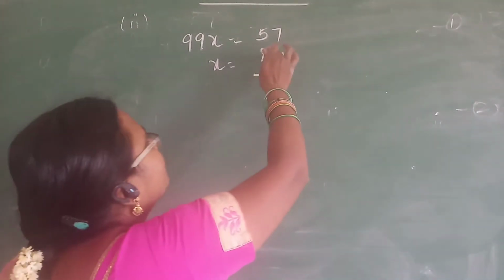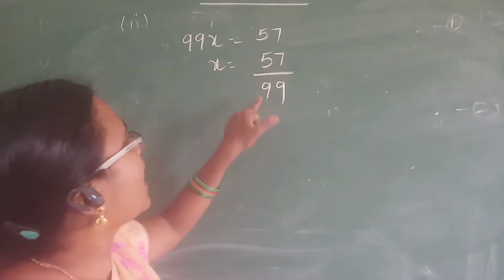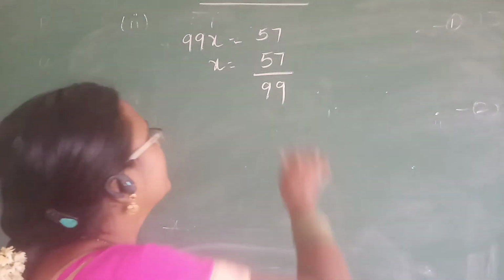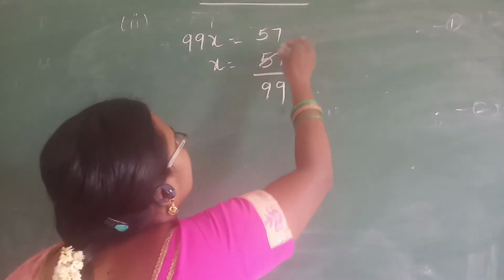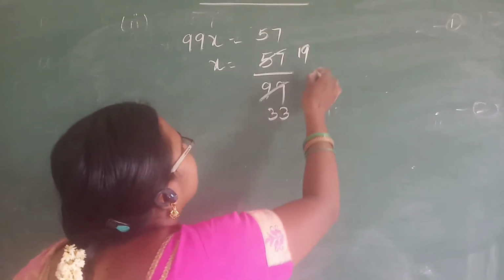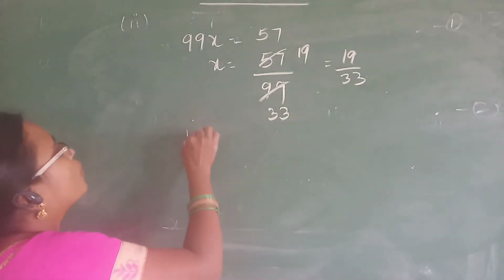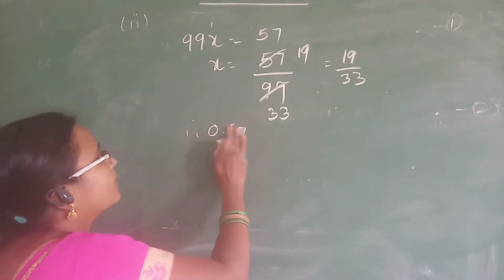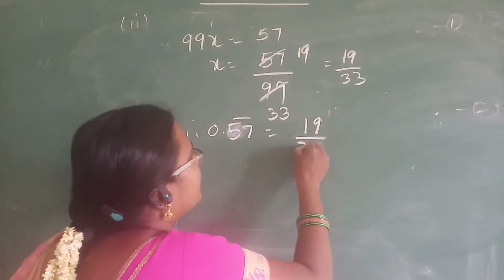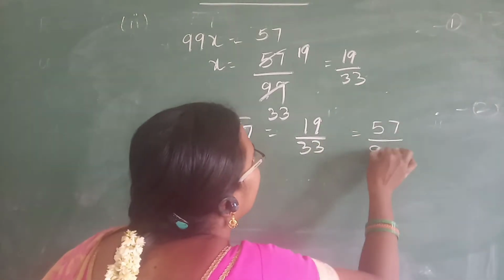So, 5 plus 7 is 12, and this can be cancelled by 3. And 99 also can be cancelled by 3 because it is a multiple of 3. 3 ones are 3, 3 fours are 12, so 19 remains on top; 3 threes are 9, 3 threes are 9, so 33. 19 by 33 is the solution. Therefore, 0.57 bar is equal to 19 by 33, or it can be written as 57 by 99.